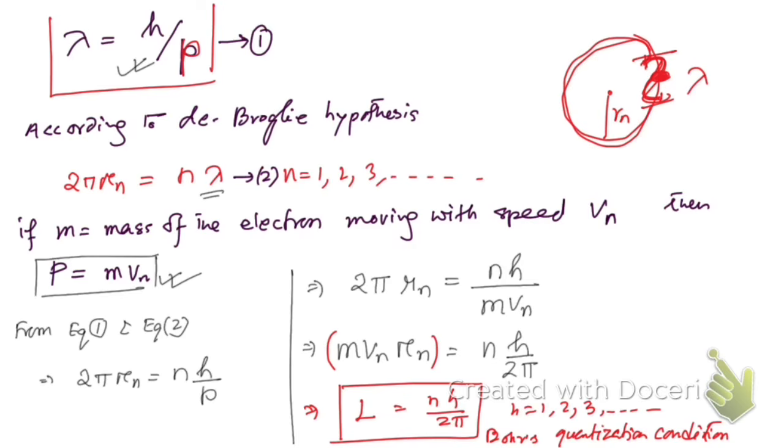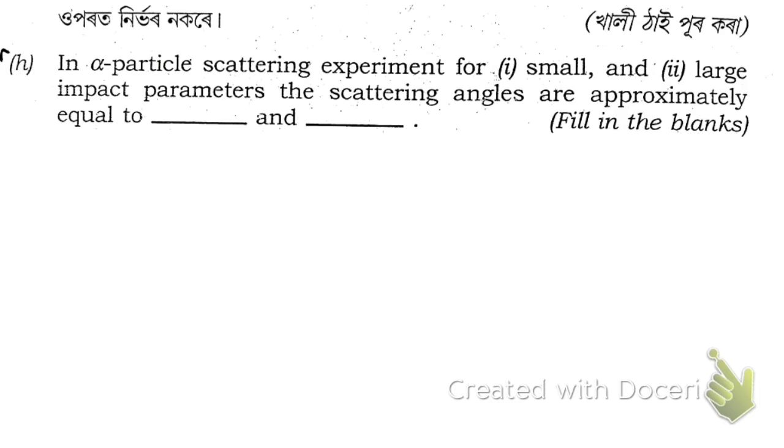Bohr's quantization condition of angular momentum, right? So hope you have understood this. Now let me take the next question. This question was asked in 2024. Here it should be 180 degree for small impact parameter, and for large impact parameter the scattering angle should be 0 degree, right?